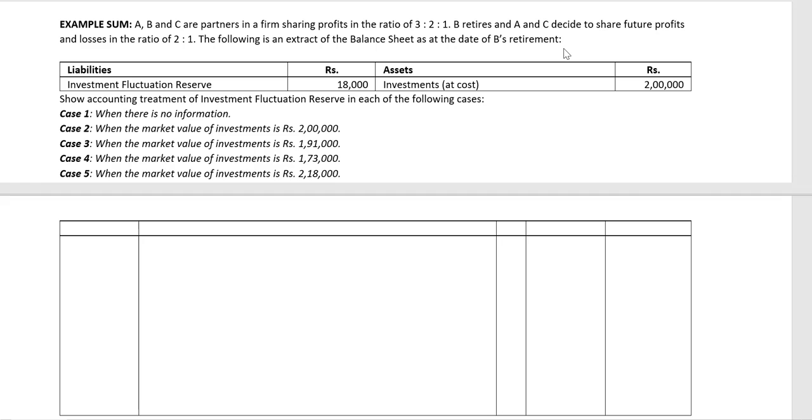We have a balance sheet extract given. On the asset side, we have investments at cost rupees 2 lakh, and on the liability side, we have an investment fluctuation reserve for rupees 18,000. We are asked to show the accounting treatment of investment fluctuation reserve in each of the following cases. There are 5 cases given and we are asked to show the treatment of investment fluctuation reserve in each of the 5 cases. So let's begin with the solution.